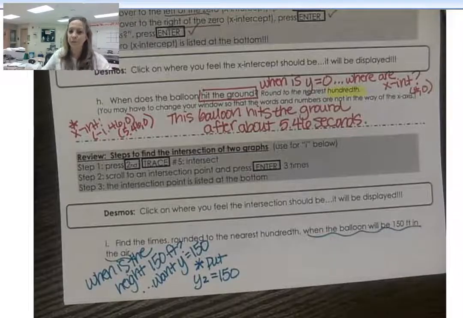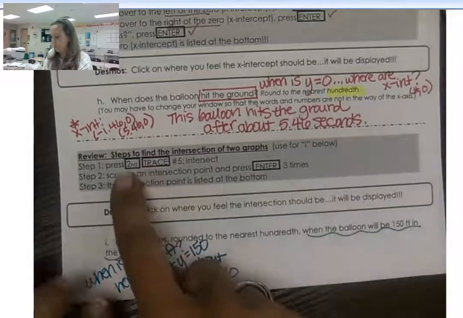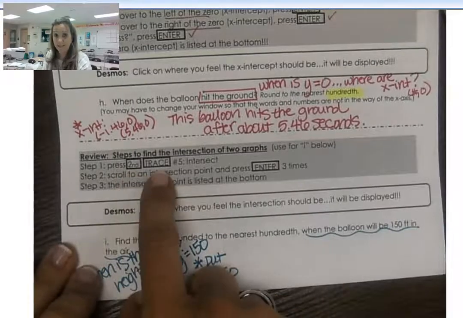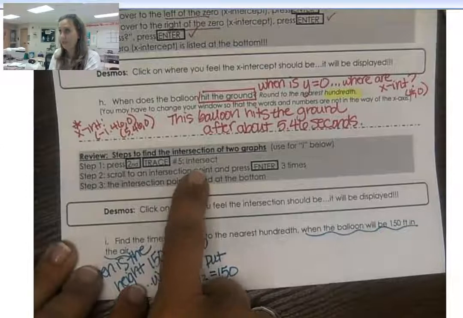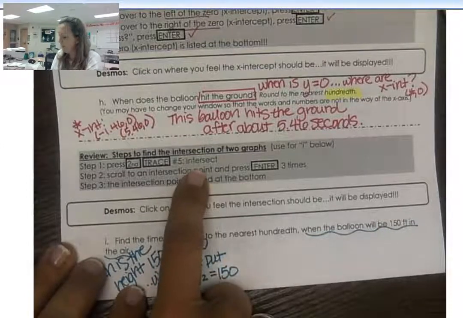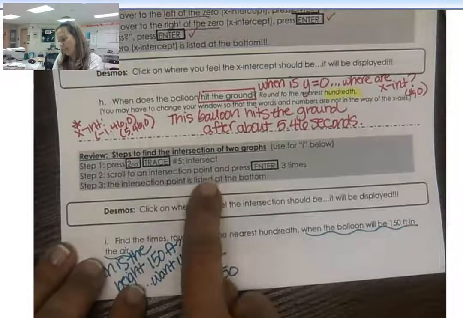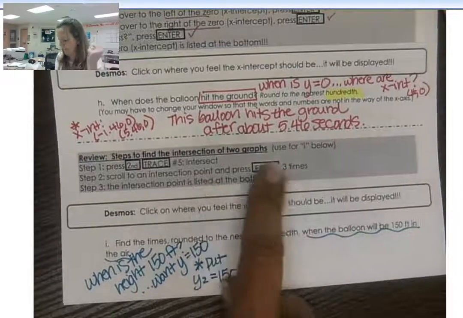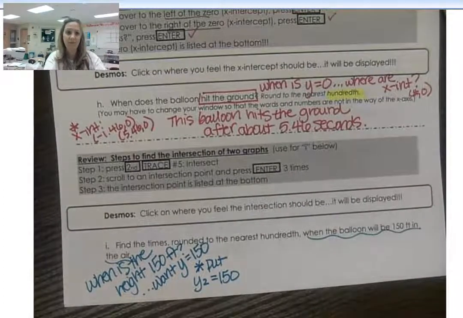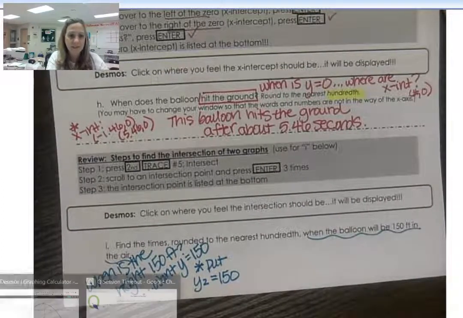So to help, you can use these steps. You're going to hit second, trace, and then we go to number 5, which is intersect. Then you just go close to an intersection point, and as long as you only have 2 equations in there, you can just press enter 3 times, and that'll give you the intersection point. So let's look at that.